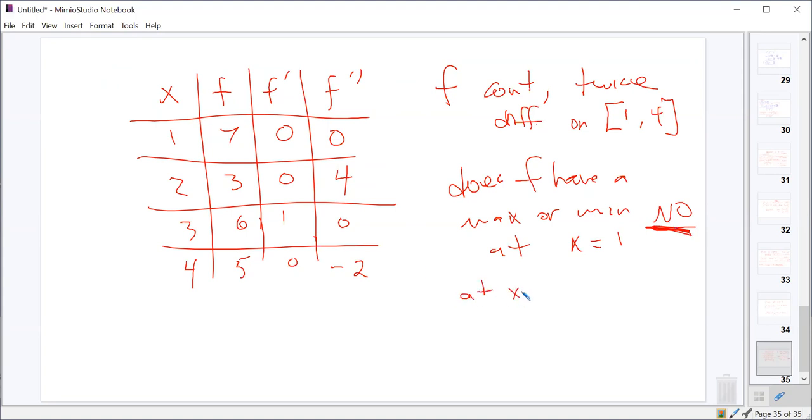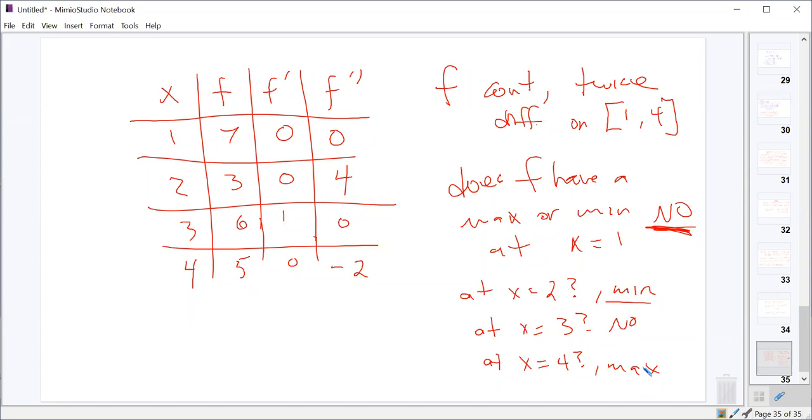But what about at x equals 2? So at x equals 2, we'd look at this and we'd say, all right, it's got a first derivative that's 0. It's got a second derivative that's positive, right? So that would tell us that this has a min. Okay. Then what about at x equals 3? First derivative is 1? No. What about at x equals 4? First derivative is 0. Second derivative is negative. Tells us that it's a max. Everybody good with that?